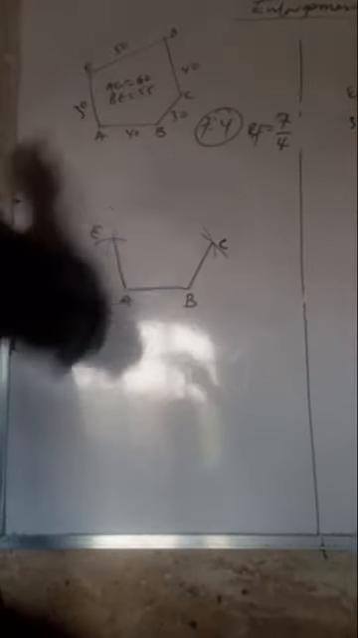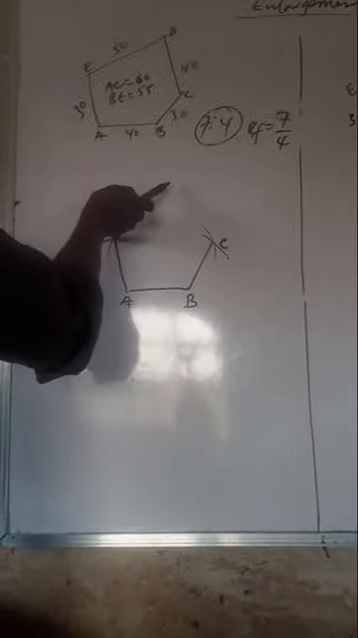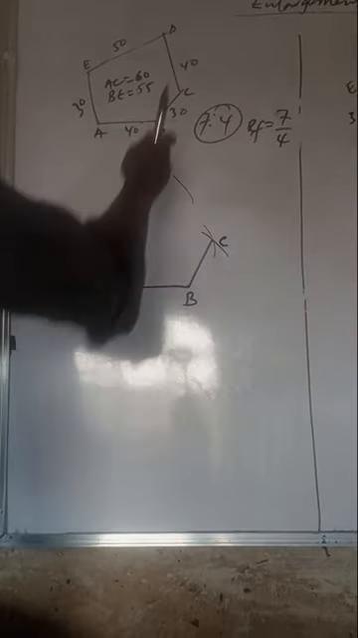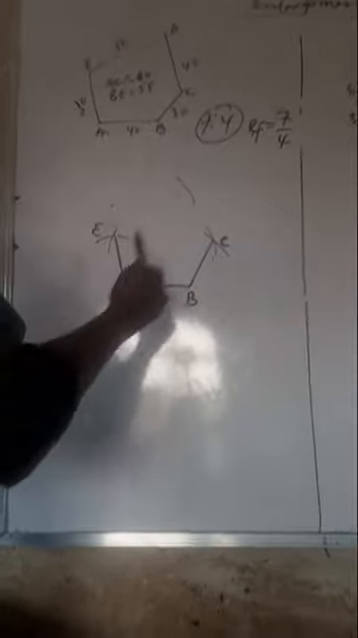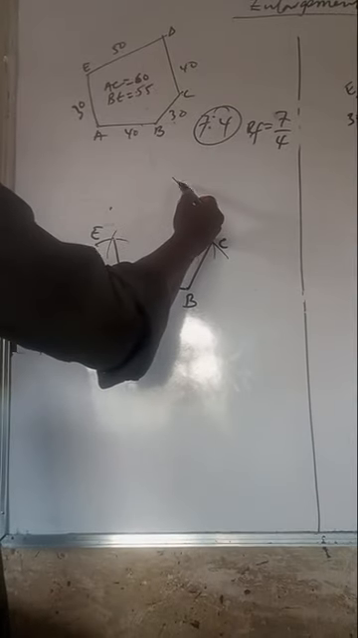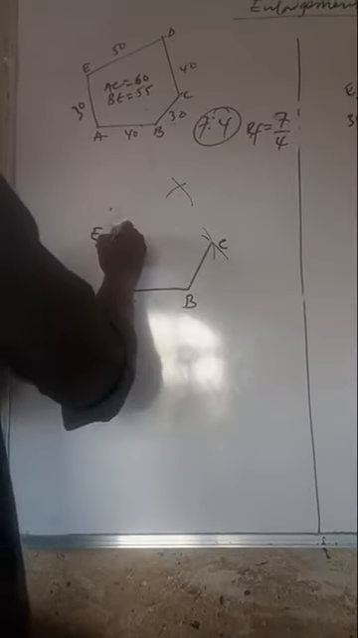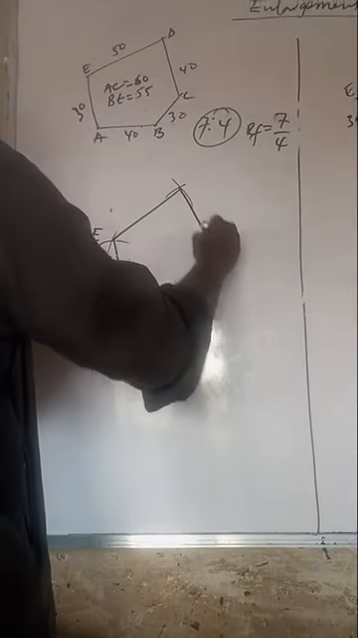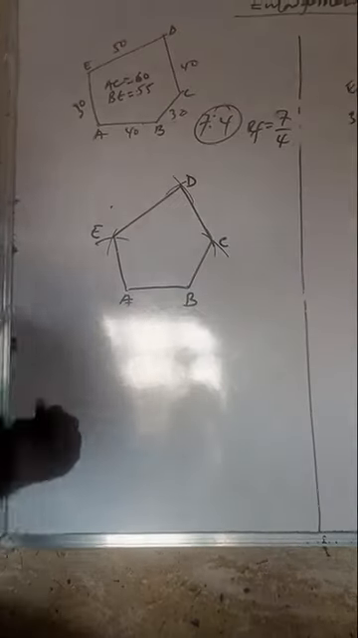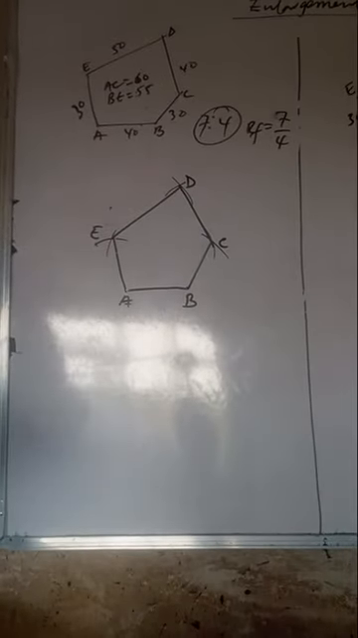Now to locate D. ED is 50. You stay on E, measure 50, and mark an arc. And CD is 40. Stay on C, measure 40 with your compass, and mark another arc. Then you join it like this and like this. This is our D.